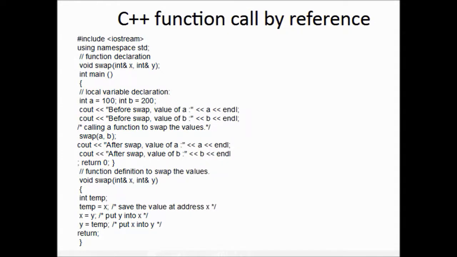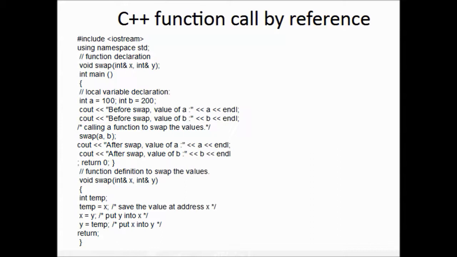In this code, first of all we declare our function swap. We write it void swap int. Now instead of x and y we use int &x, int &y. We make x and y as a reference. After that we write our main program.